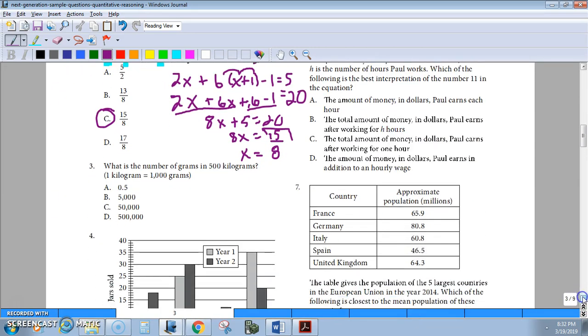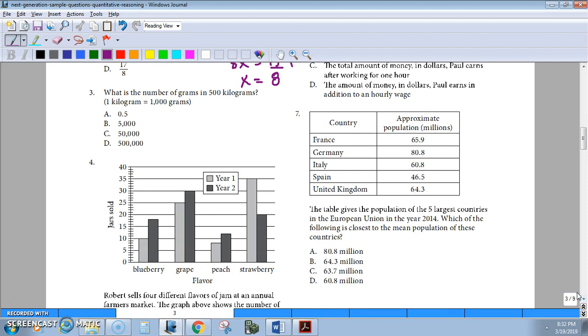All right. 3, what is the number of grams in 500 kilograms if every 1 kilogram is 1,000? So you're just going to have to take, if 1 kilogram is 1,000 and they give us 500 kilograms. So look, grams, there were more of them than kilograms. So if I have kilograms, I know I'm going to need more, and I know I'm going to need 1,000 times more, right? So you could also think about it as a ratio. 1 kilogram is 1,000 grams.